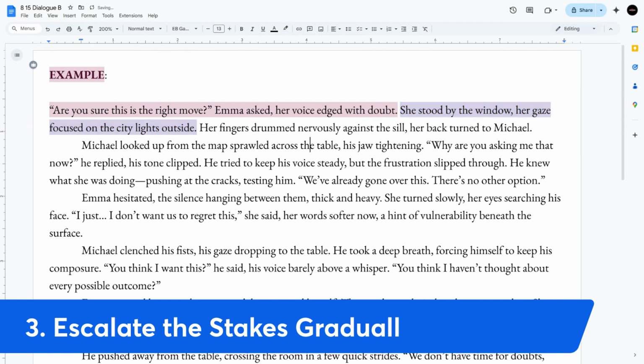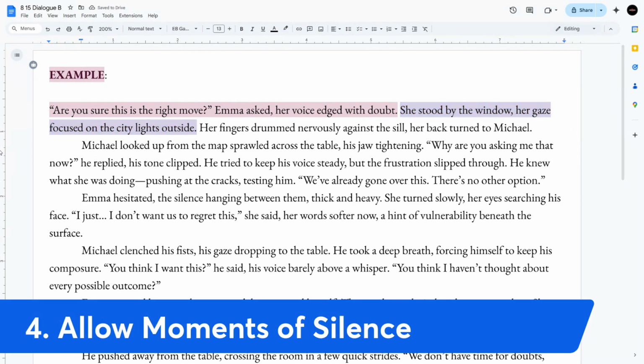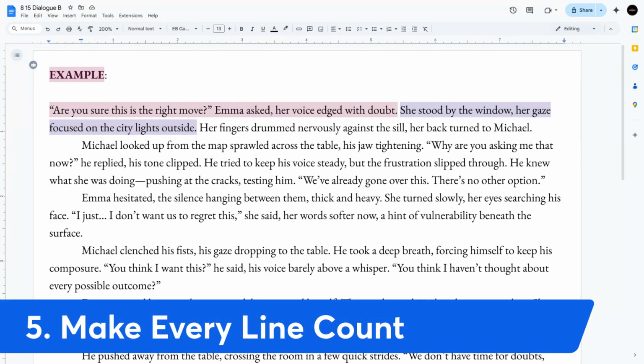She stood by the window, her gaze focused on the outside. Now we're allowing moments of silence. Okay. We're making every line count so far. Are you sure this is the right move? This is building some plot. This is character. This is definitely character development.